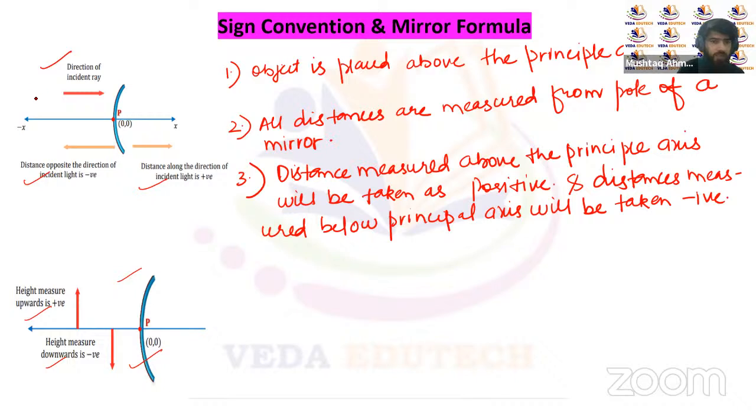It means that if we place an object at this place, then the height of this object will be taken as positive. And let's suppose an inverted image is formed. If we measure the height of the image, it will be taken as negative, because this image is formed below the principal axis. You can see here the height of object is taken as positive and the height of image is taken as negative, because the height of object is above the principal axis and the height of image is below the principal axis.